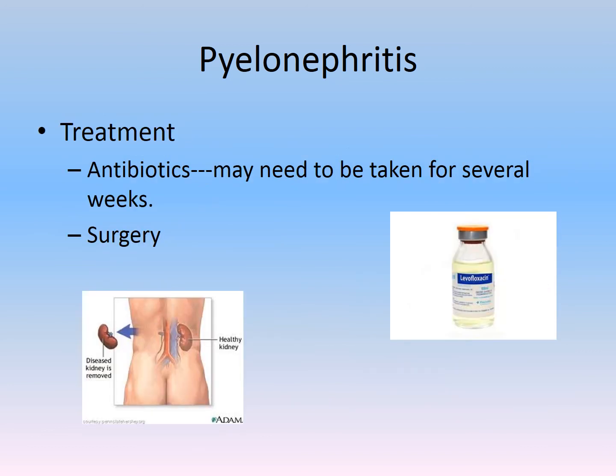So treatment for pyelonephritis is generally antibiotics, and oftentimes these need to be taken for several weeks. Surgery: if there's an abscess that can be drained, they may go in and put in a drain and drain out any infection, or they may actually sometimes have to remove the entire kidney, do a nephrectomy, if it's just a very resistant infection that they can't get a hold of. So generally, though, the treatment of choice, if it's a bacterial infection, are antibiotics, and oftentimes this can take a while to cure.